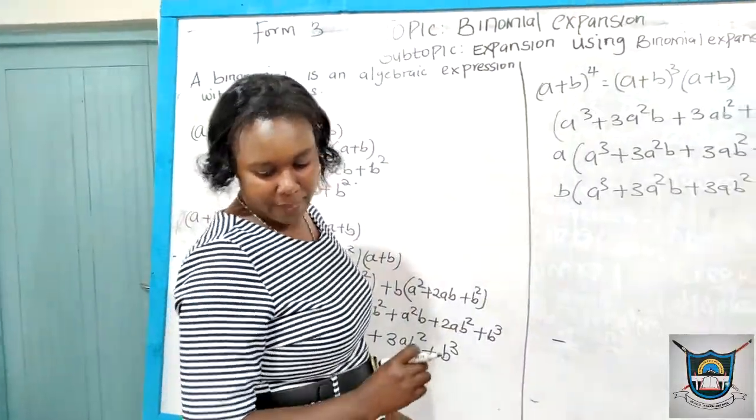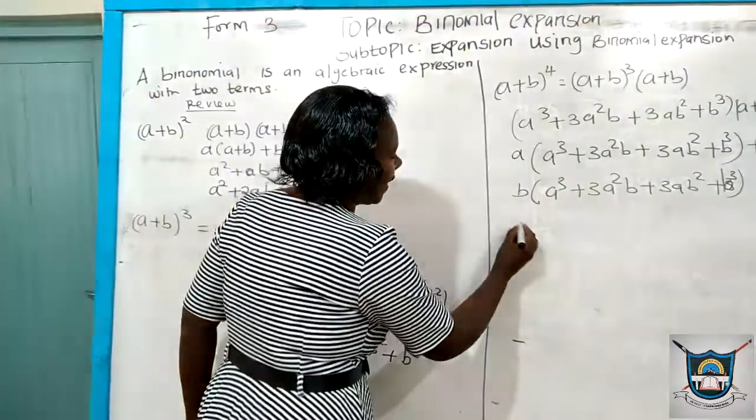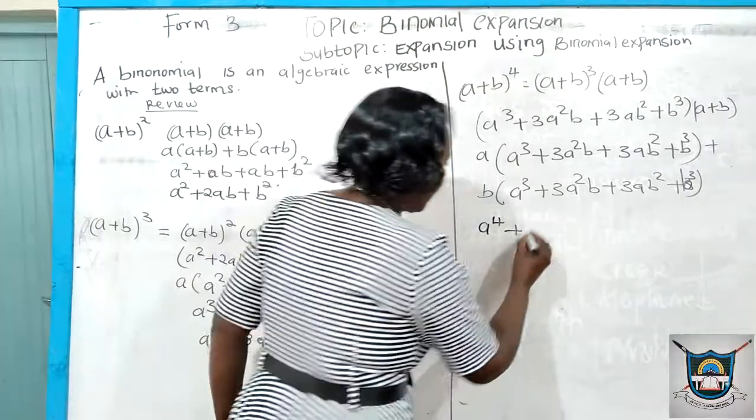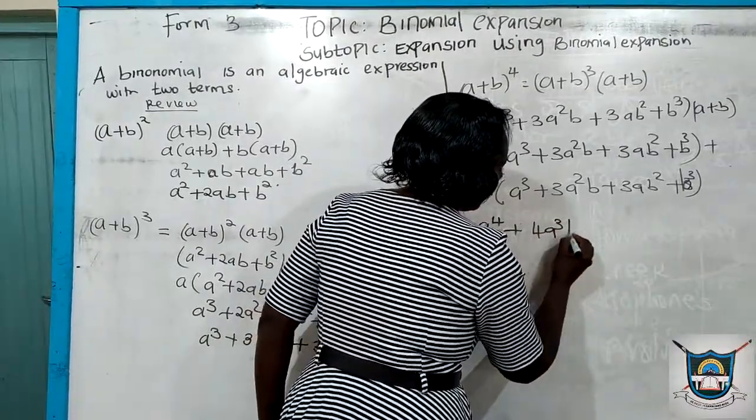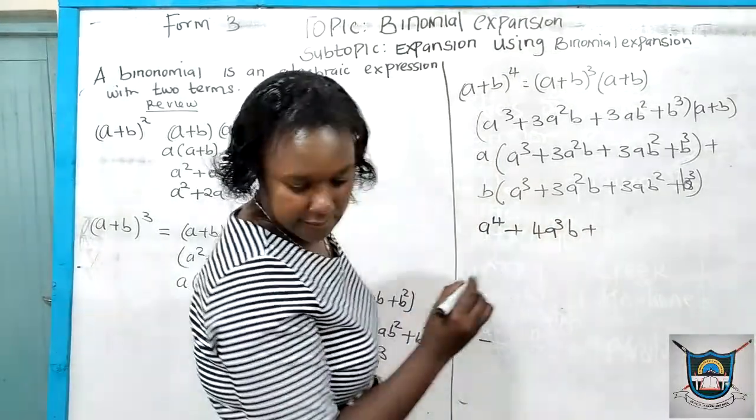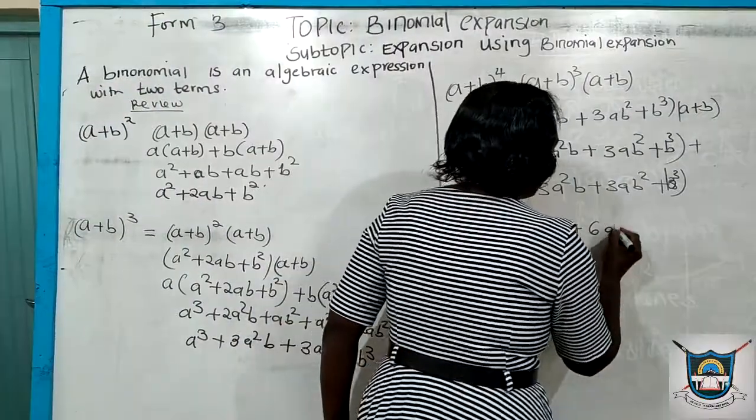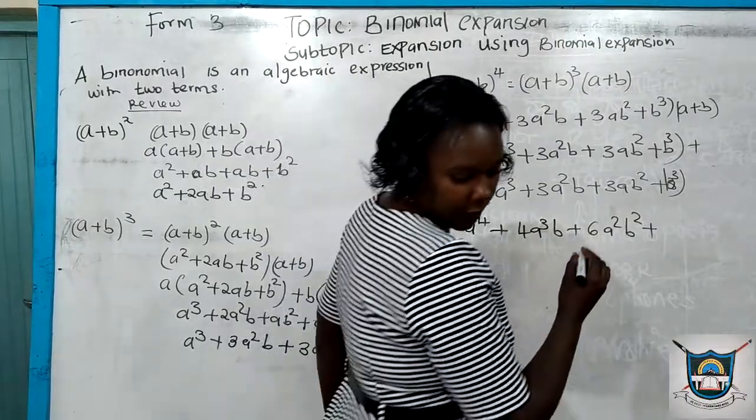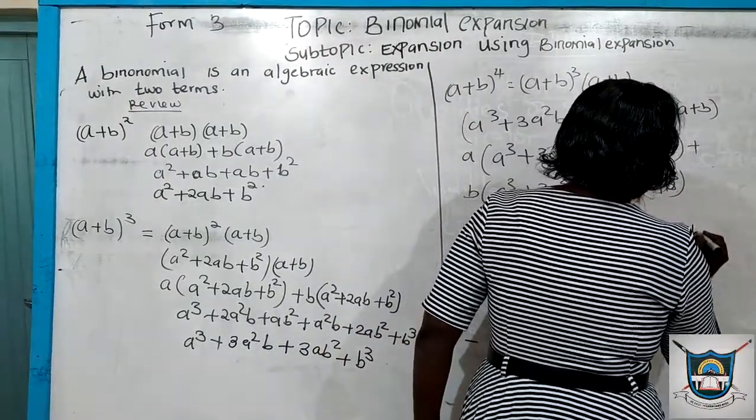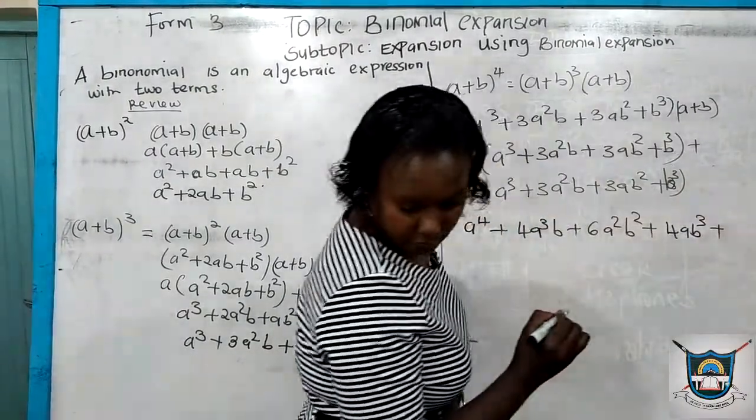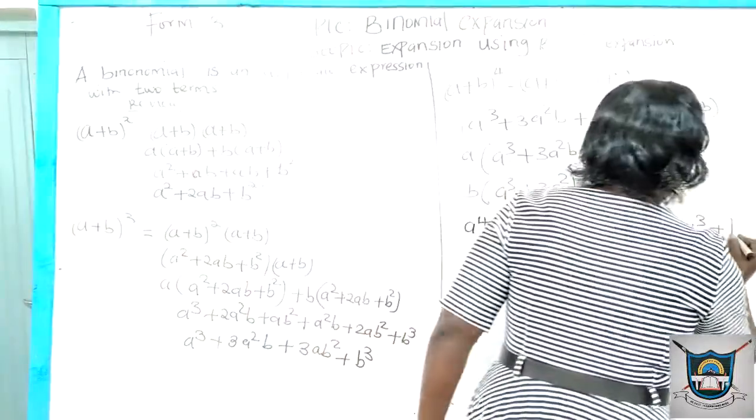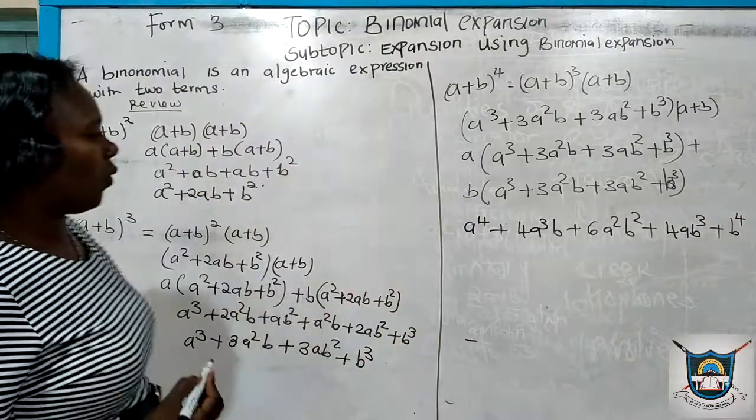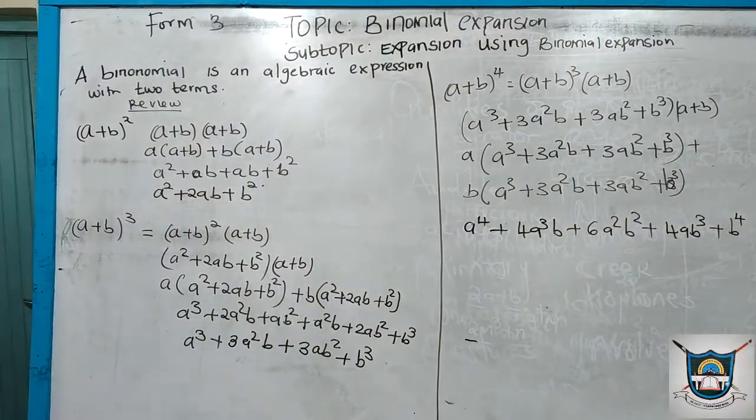The answer for (a + b) to power 4, if you expand that, you get a to power 4 plus 4a cubed b plus 6a squared b squared plus 4ab cubed plus b to power 4. Now we have those three, we have already expanded.